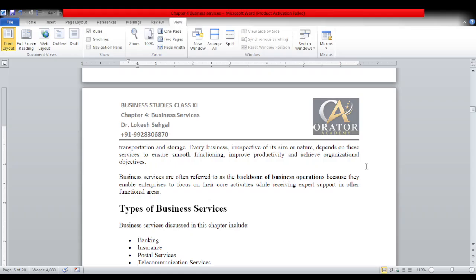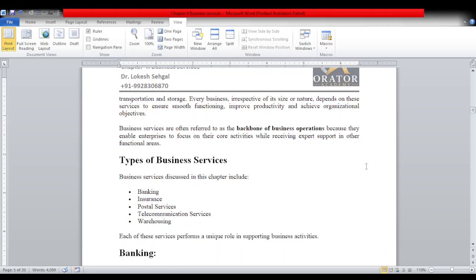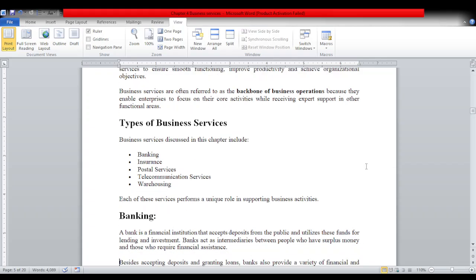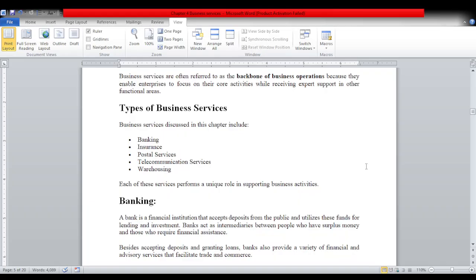So these transportation services are very important because they enable enterprises to focus on their core activities while receiving expert support in other functional areas such as finance. So services are working as a supporting hand for production activity. Okay? Let me help you understand different types of business services. The business services discussed in this chapter include banking, insurance, postal services, telecommunication services, and warehousing.